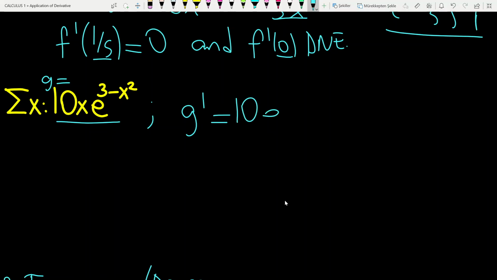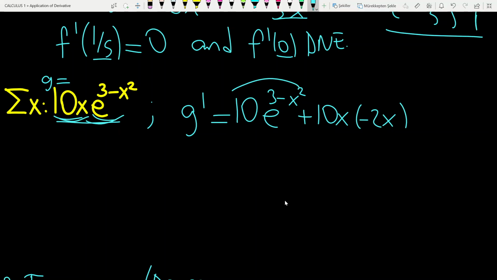So the derivative of g is equal to, you have a multiplication of two functions. If you use the properties of derivative, you can easily obtain its derivative. Plus 10x times minus 2x: the derivative of the first component times the second, and the derivative of the second component times the first function. It is the first function. Now I am taking the derivative of the second one. E to the power 3 minus x squared is the function, okay. So let's continue to simplify this expression.